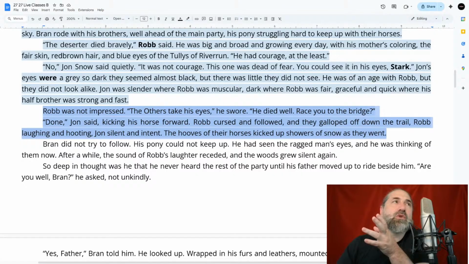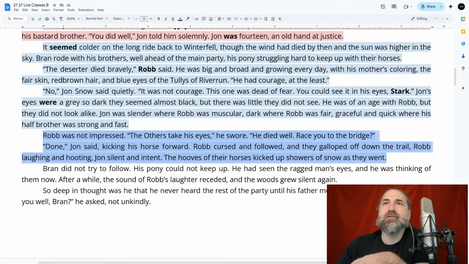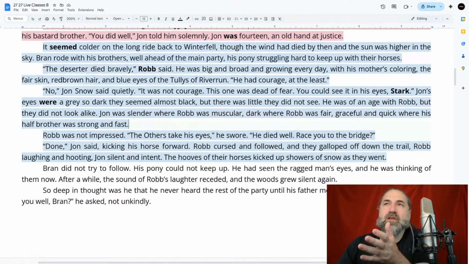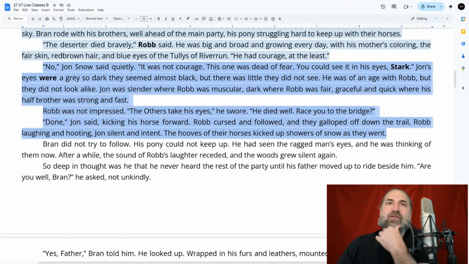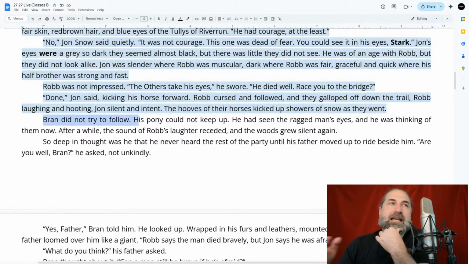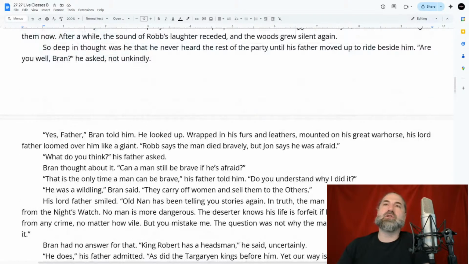Can you switch POVs? You just have to have clear transitions. So this is Jon talking. Jon and Robb are talking, so now we can slip into their POV. But as soon as they leave, look what it does. The next scene opens up with Bran again. "Bran did not try to follow." This starts the second scene, by the way. This is all the second scene.